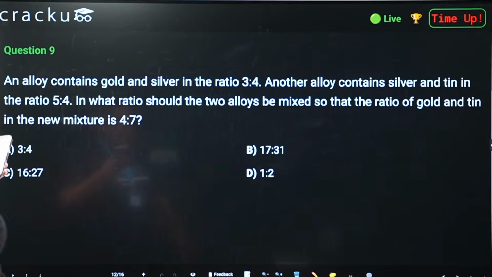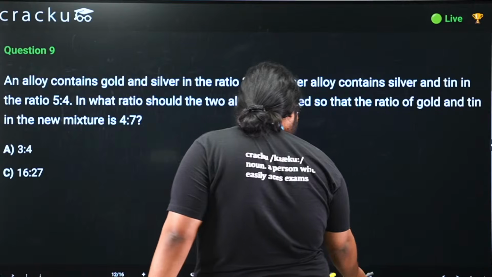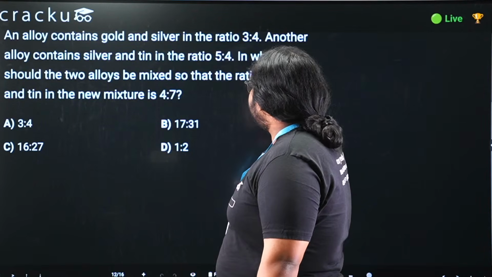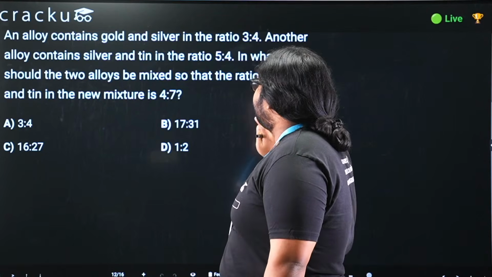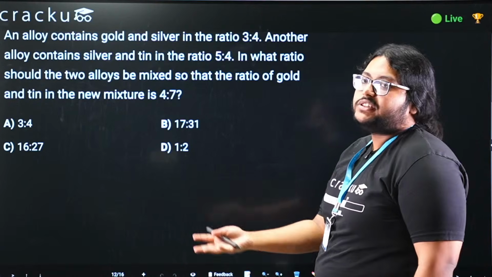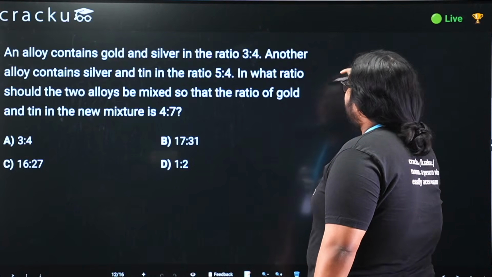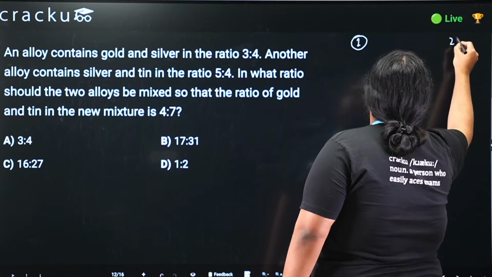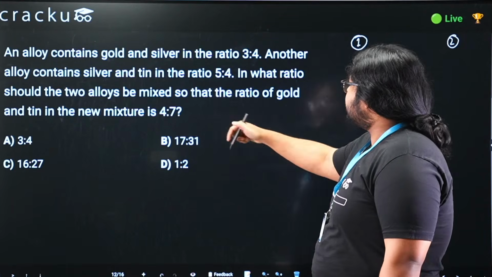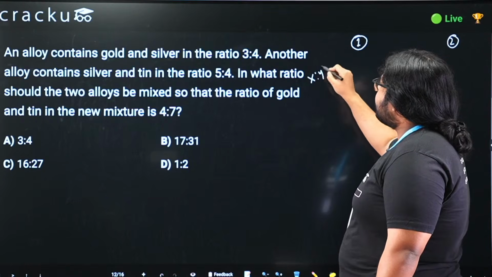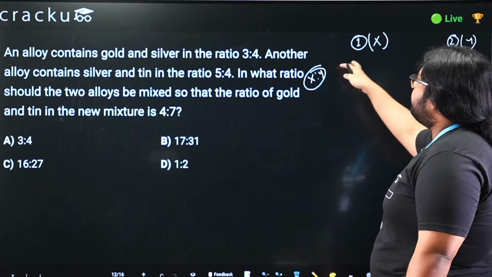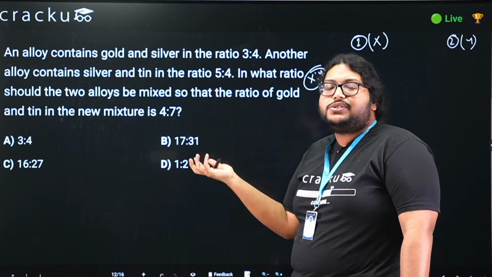Okay, guys, let's try solving this. It's a very simple question. It says an alloy contains gold and silver in the ratio 3:4. Another alloy contains silver and tin in the ratio 5:4. What ratio should the two alloys be mixed so that the ratio of gold and tin in the new mixture is 4:7? Pretty simple question. So let's consider the alloys to be 1 and 2. We assume that the alloys are mixed in the ratio x:y. As in, I am taking x amount of alloy 1 and y amount of alloy 2 and mixing them.